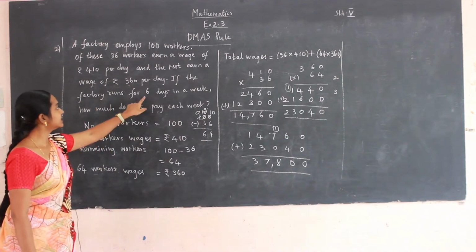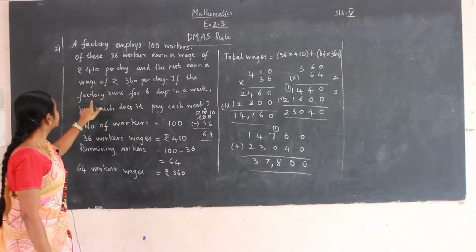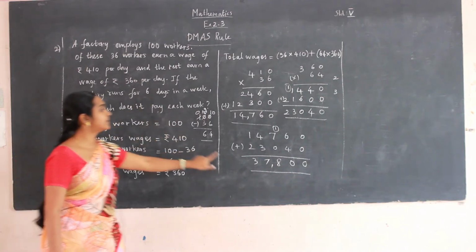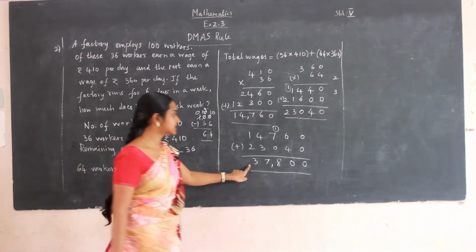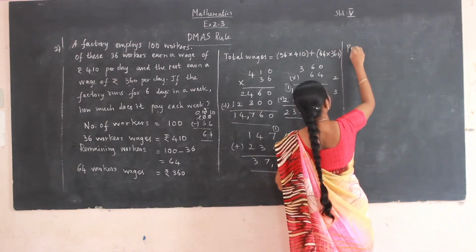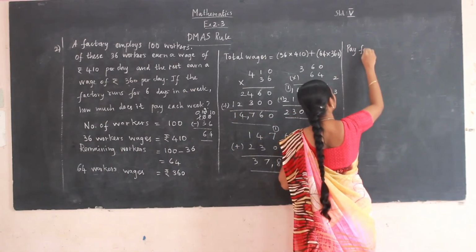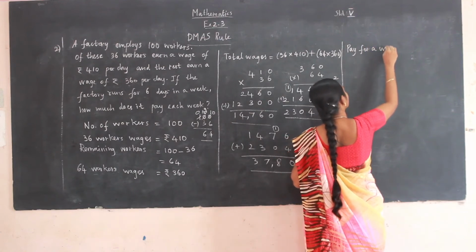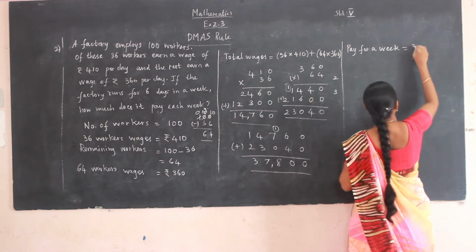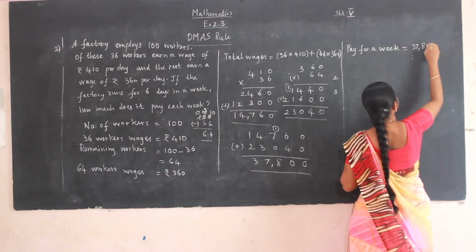We have to find for a week. It is given that for a week the factory runs for 6 days only. So we have to multiply this answer with 6. Pay for a week equal to 37,800 into 6.